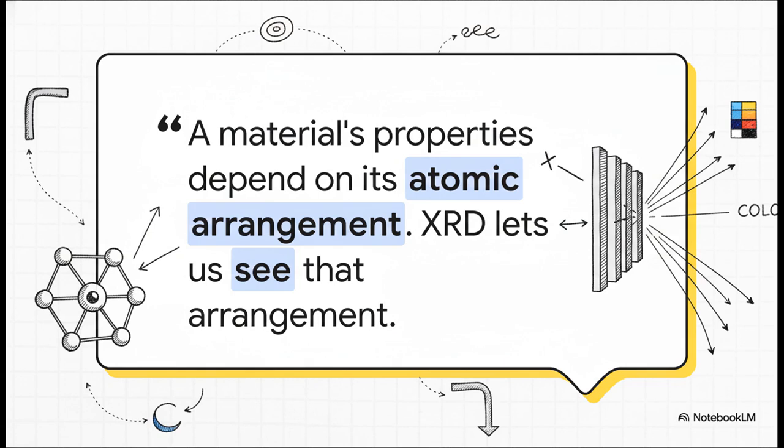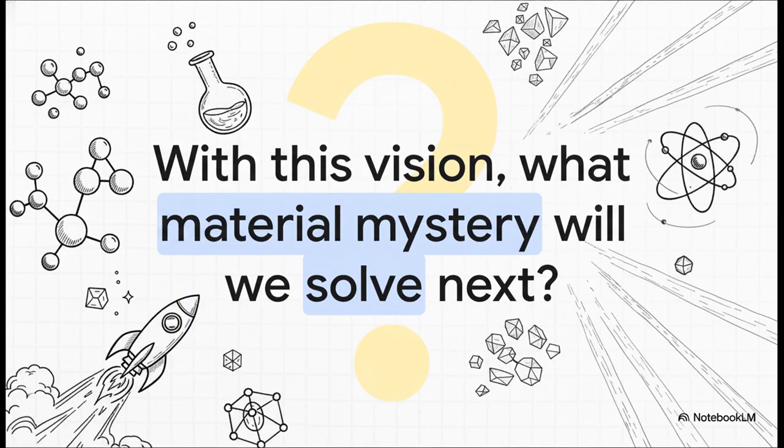And that right there is really the main takeaway. Everything about a material, its strength, its color, whether it conducts electricity, it all comes down to its atomic structure. And XRD is our most powerful tool for actually seeing that structure. From developing brand new medicines to creating unimaginable materials for space travel, the ability to see the atomic world has just opened up endless possibilities. And it leaves us with one really exciting question. With this incredible new way of seeing, what are we going to discover next?